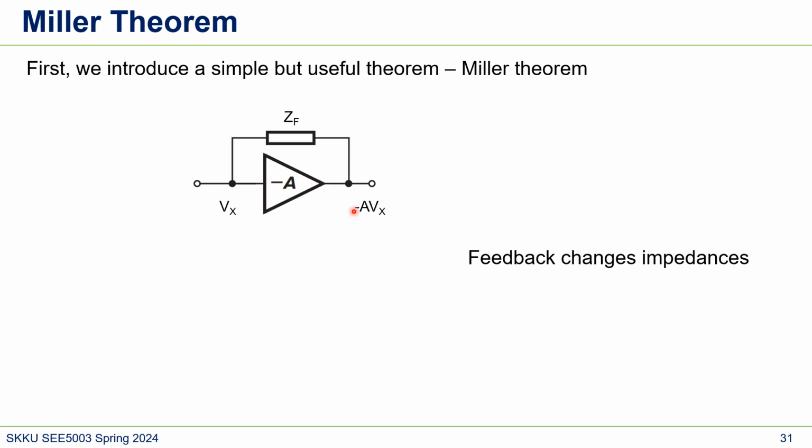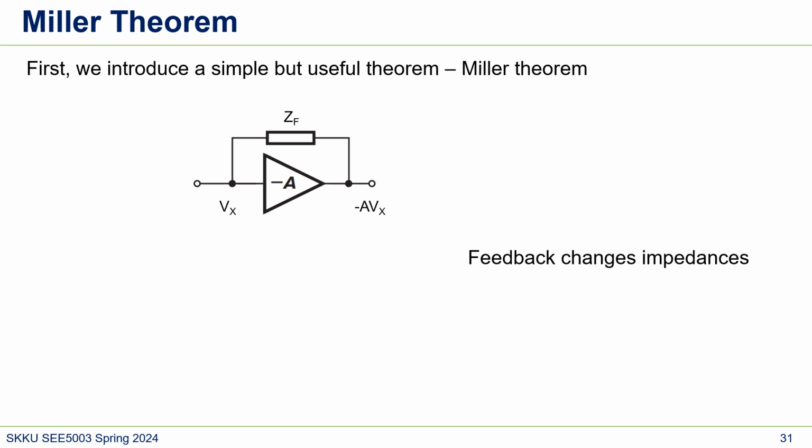Let's talk about Miller theorem. This is a very important part. So let's see this circuit. We have some amplifier, let's just say an ideal amplifier, and then we have a ZF here. So our interest is how does this ZF change with this amplifier?